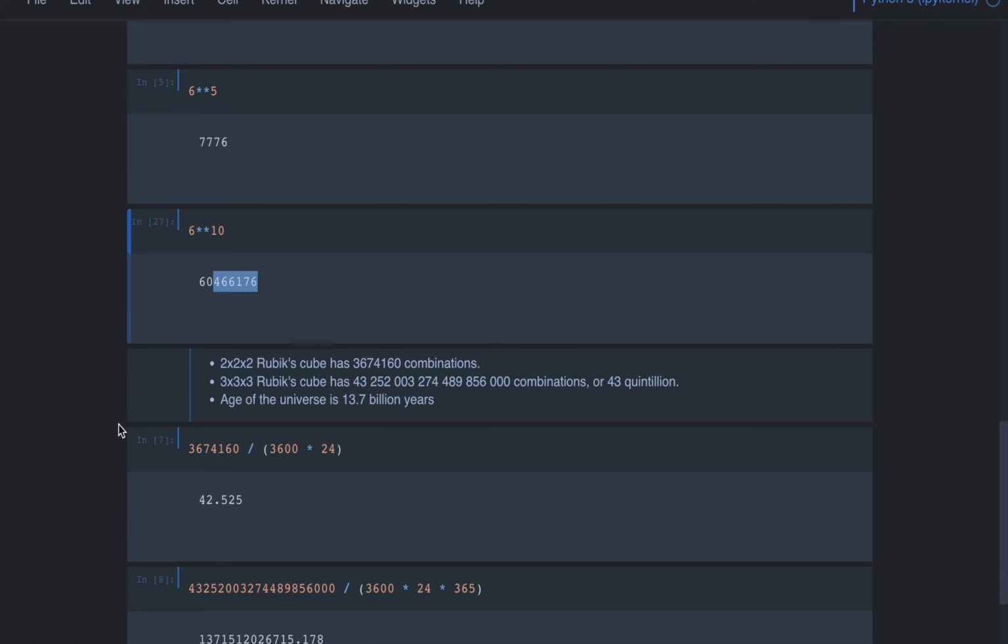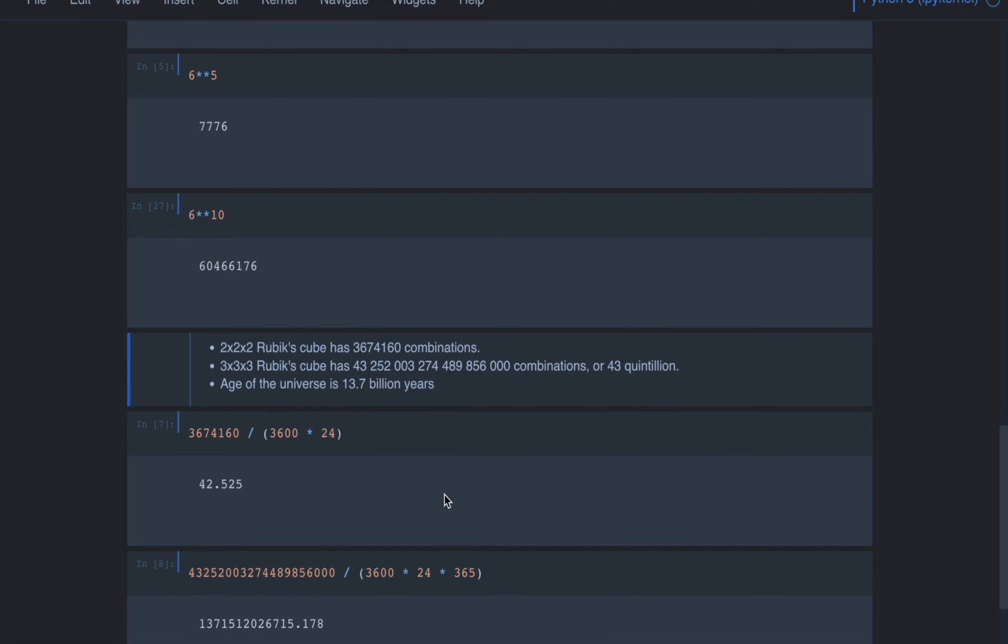Now we all know the Rubik's cube, right? There are the 2 by 2 Rubik's cube, 3 by 3 by 3 Rubik's cube, etc. Even a simple Rubik's cube like 2 by 2 by 2 has over 3 million combinations. Even if you are able to produce one combination per second, with 3600 seconds in an hour and 24 hours in a day, it would take us 42 days just to reproduce the 3.6 million combinations of a 2 by 2 by 2 Rubik's cube.